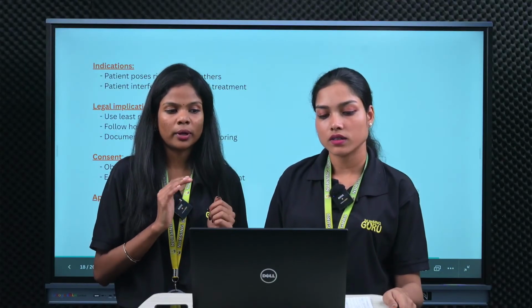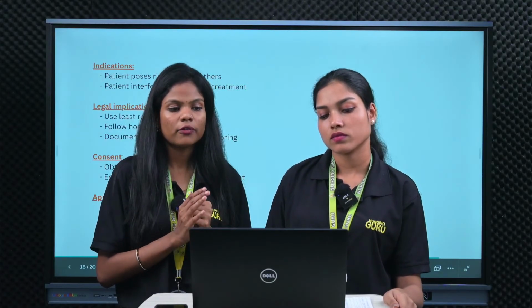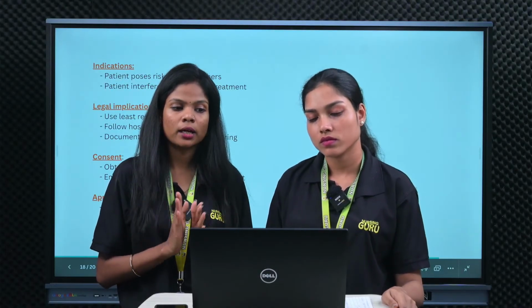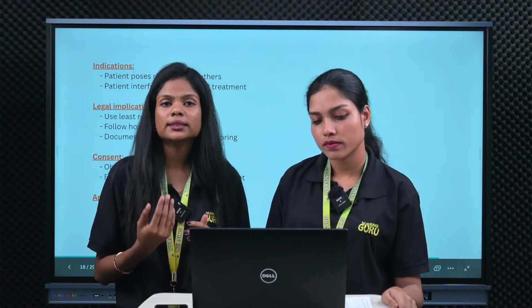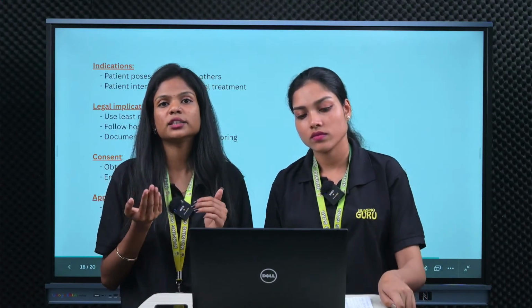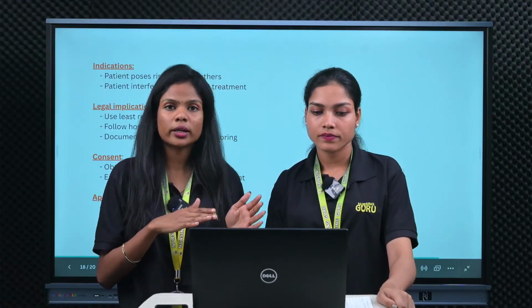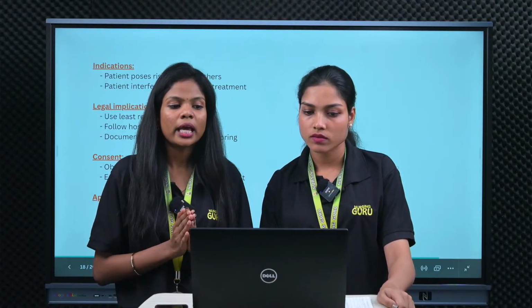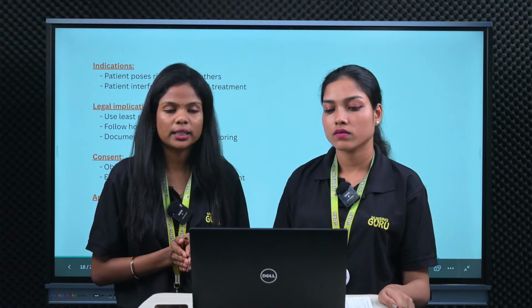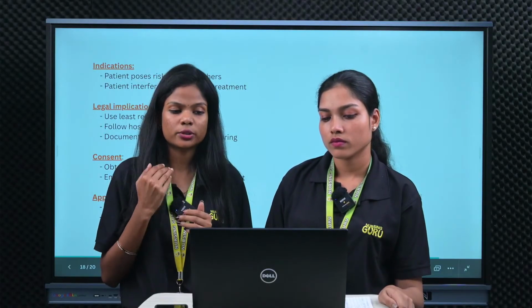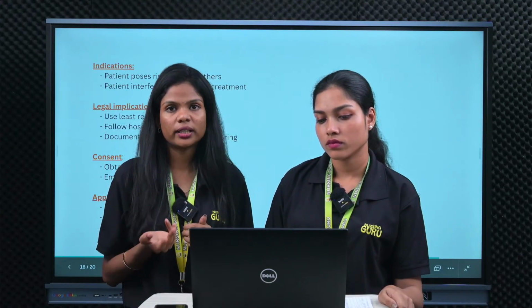Then the next one is consent. What consent do we want to take from the patient? First one is obtain informed consent if possible. If possible, obtain the informed consent from the patient. If the patient is a minor or unconscious, we have to take the consent from the family members or any other relatives. Emergency situations may waive consent. In an emergency or life-threatening situation, at that time we don't need to take the consent.